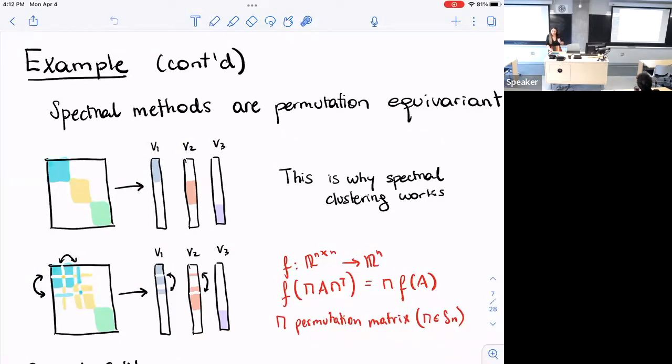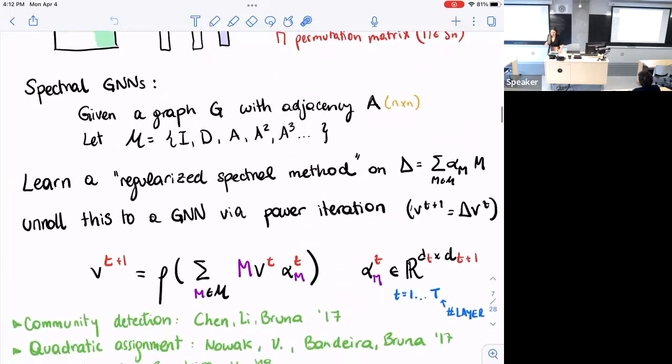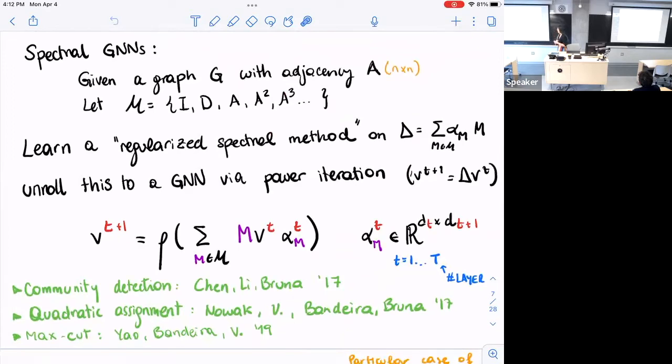So for instance, you can use this structure to define another way of parametrizing the space of equivariant functions on graphs without requiring this message passing business that I was describing before. You can do it as a generalized spectral method. You can parametrize functions that, given a graph, give you an embedding of every node in a vector space, so that if you take a row and a column and you permute that, then the output permutes in the same way. And the way you do it is by generalizing a spectral method.